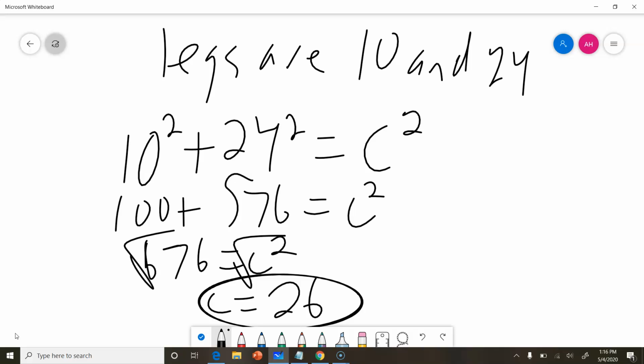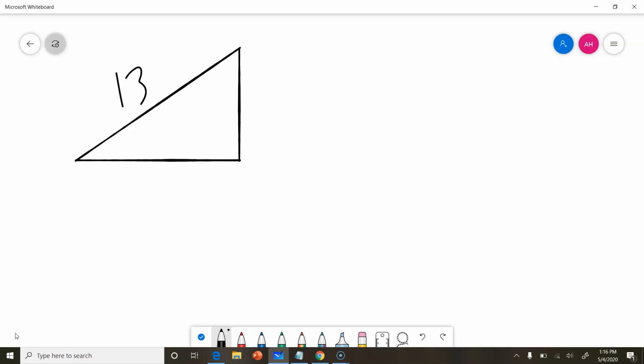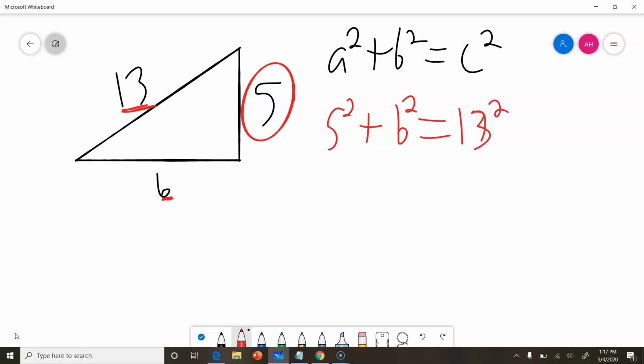Now the great part is, we can also solve this when we're given the hypotenuse, when we're given c squared. So let's say they give us a triangle that looks like this, and they say this is 13, and this is 5. And they say, what is b? Well, all we do is we come back to our formula, a squared plus b squared equals c squared, and we just plug these in. So I'm going to call this guy a, so 5 squared plus, I don't know what b is, so b squared, equals c squared. I know what c is, he's 13. So now I just square it.